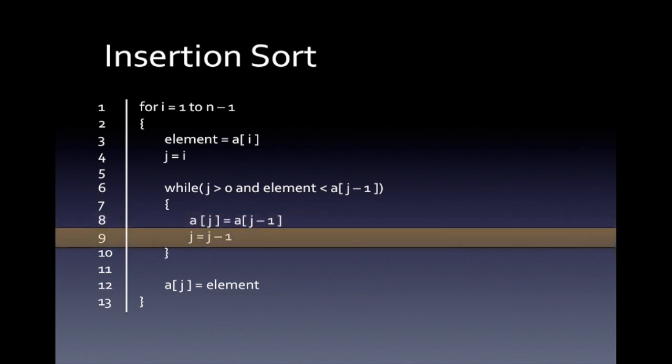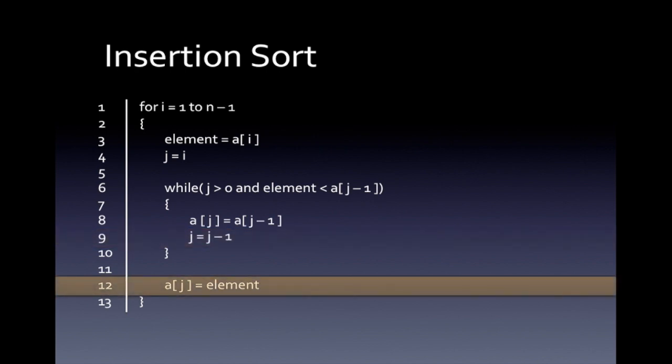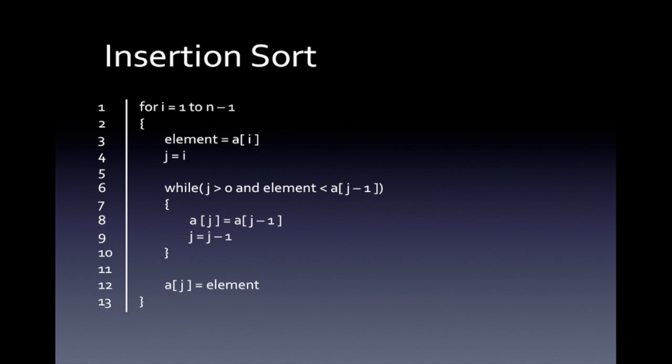On line 9, we are updating the counter to continue to move left through the sorted side. And on line 12, we're inserting the element to the sorted side of the list. Note that it is alright to insert into square bracket j because we already moved the value that used to be there one space to the right on line 8. Now remember that we're moving through the sorted portion from left to right. This implies that we're moving through the unsorted portion from right to left.